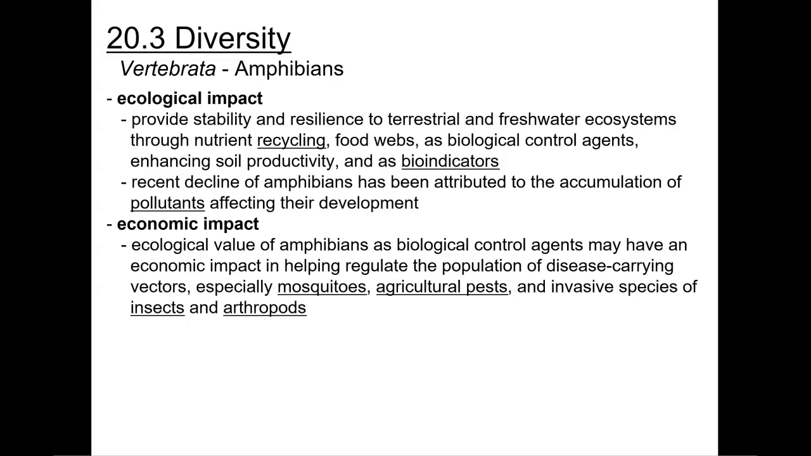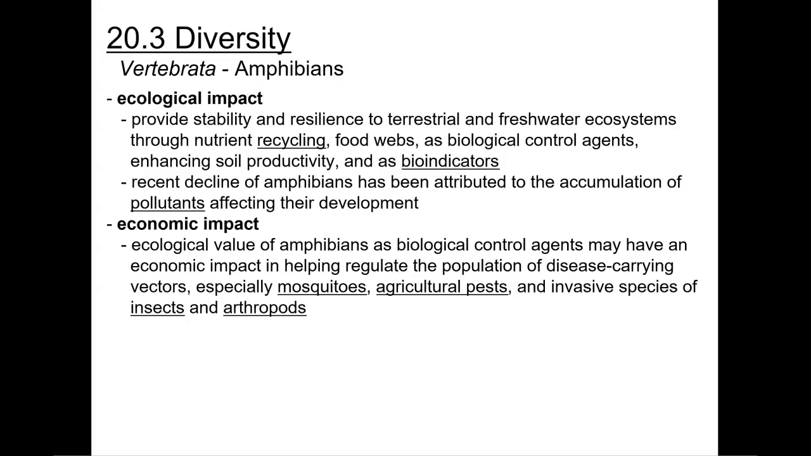Ecological impacts are going to provide stability and resilience to terrestrial and freshwater ecosystems through nutrient recycling, food webs, and as biological control agents. They enhance soil productivity, and they also are used as bioindicators to let you know how healthy an area is. Recent decline of amphibians has been attributed to the accumulation of pollutants affecting their development. So that's another way we can use them as bioindicators.